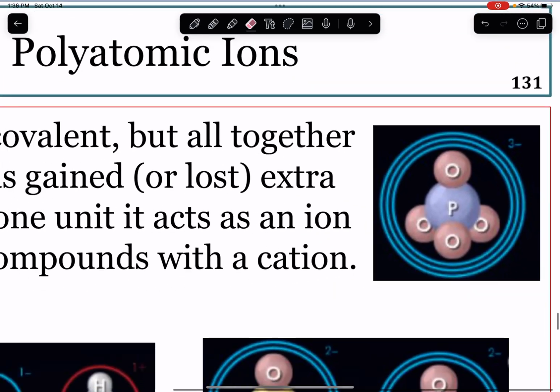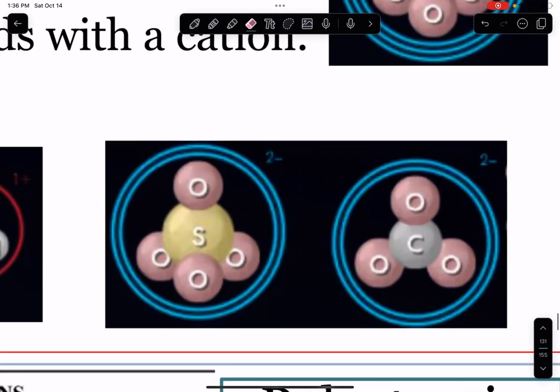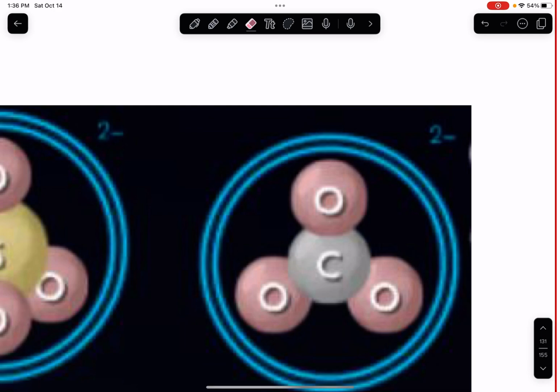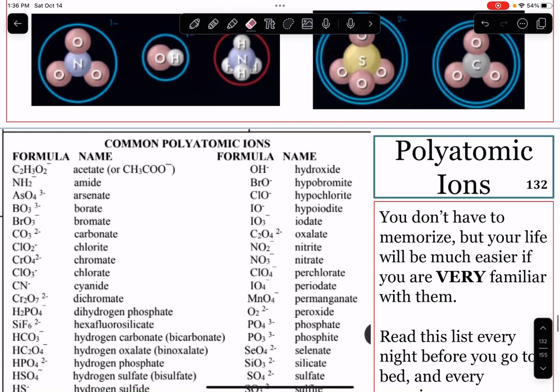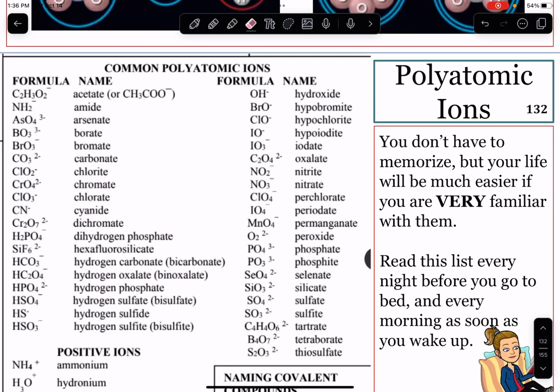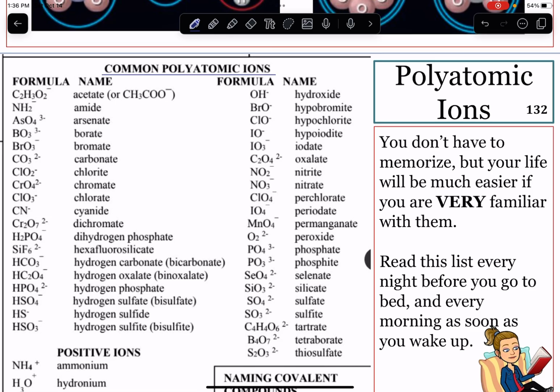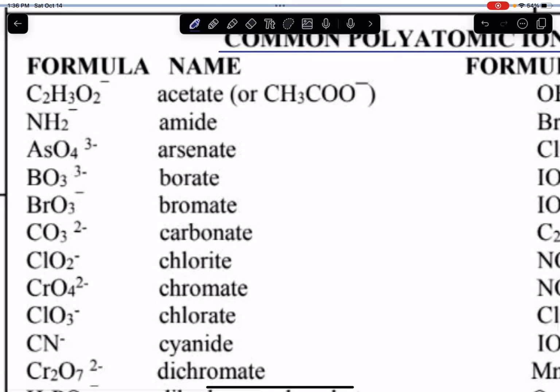This is called phosphate. If you look at this one here, we have carbon with 3 oxygen atoms covalently bonded together, but then altogether, it has gained 2 electrons. Therefore, it has a 2- charge, and this is called carbonate. If you look on the back of your periodic table, you'll find this common polyatomic ion list, and it has all of the ions with their subscripts, charges, and their names. So here's the carbonate, CO3 2-, and its name.